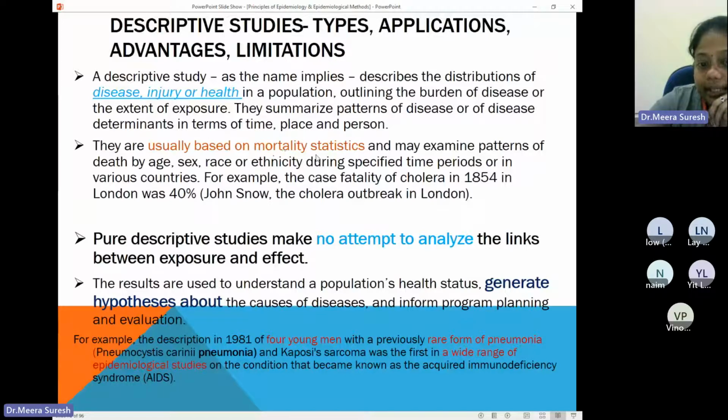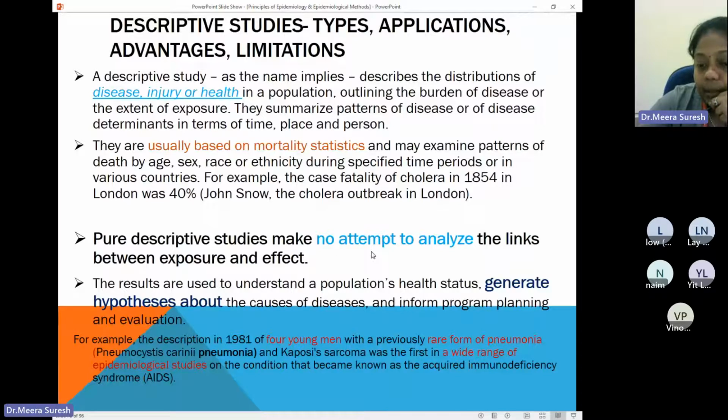So it is usually based on the mortality statistics that descriptive studies come up. For example, the case fatality of cholera in 1854 in London was 40%. It was studied by John Snow, and only because the case fatality of cholera was 40% was he prompted to study why this many cases were appearing, in which population, and how, so that they could reduce the death rate. Otherwise, there is no meaning in spending time. In descriptive studies, this is another important point, or the most important point.